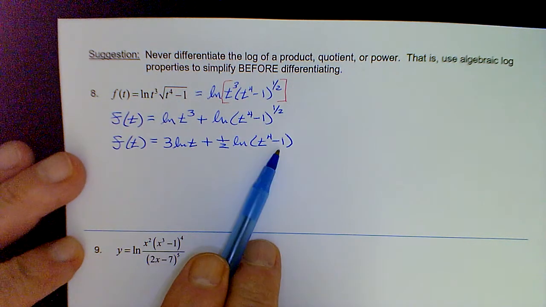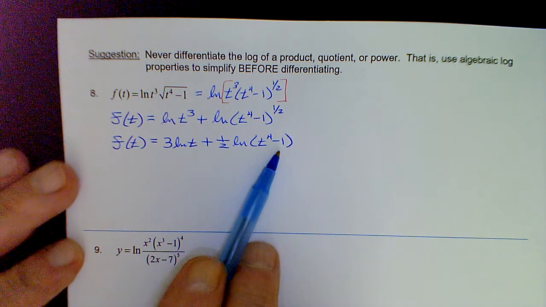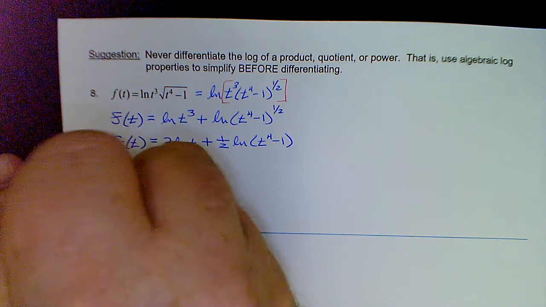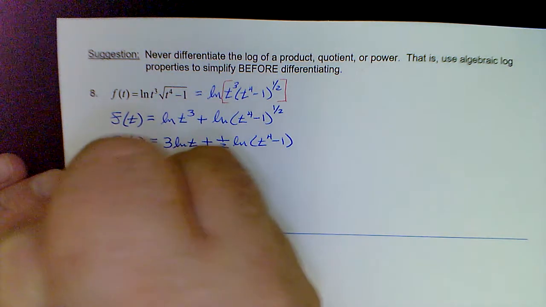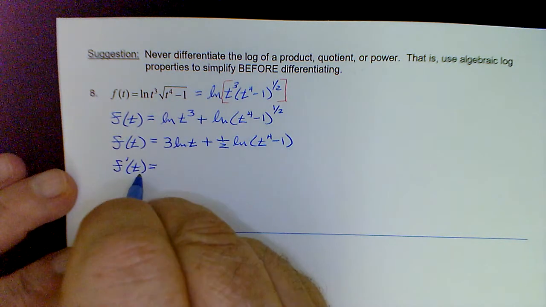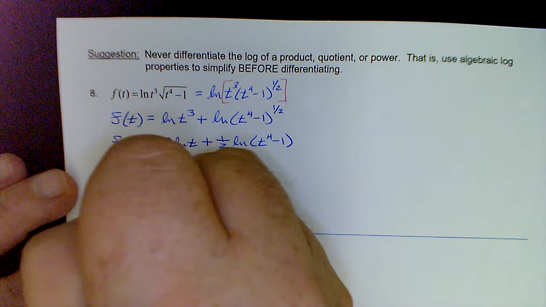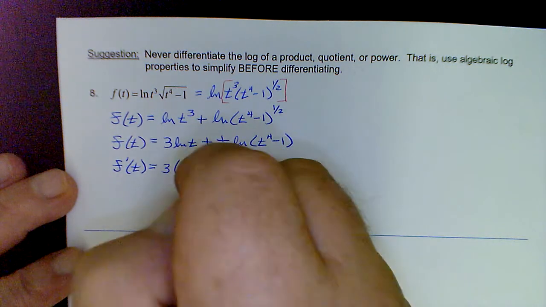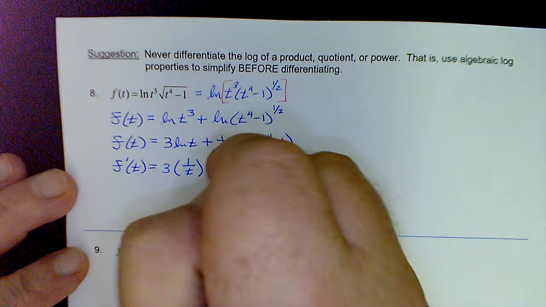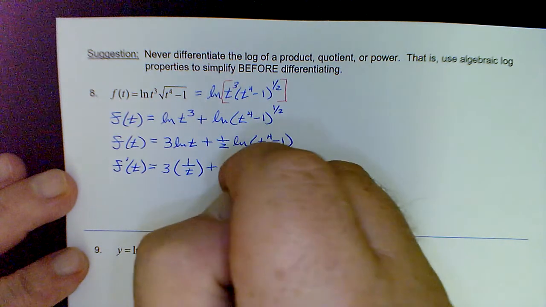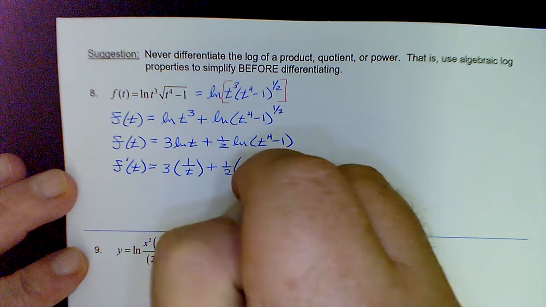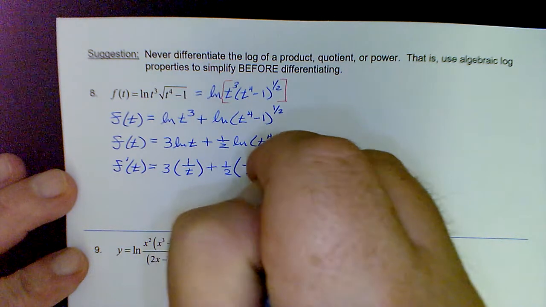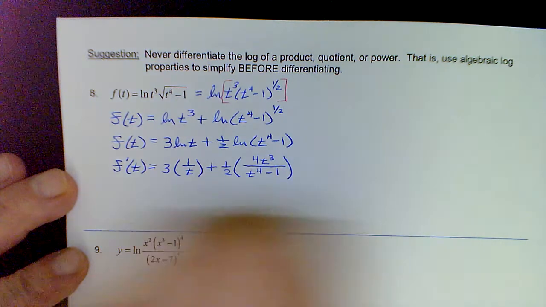And now that we have the arguments written in terms of the simplest things possible, we'll start the differentiation process. So now it's f prime. This was just algebra. 3 tags along, derivative of the natural log of t, 1 over t, plus 1/2 tags along, derivative of the natural log of this quantity: fraction, log goes away, quantity t to the 4th minus 1 in the denominator, and its derivative, 4t cubed, in the numerator.